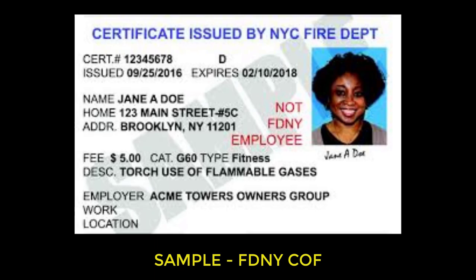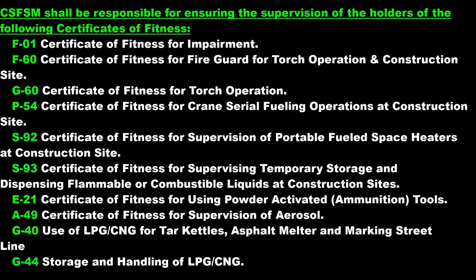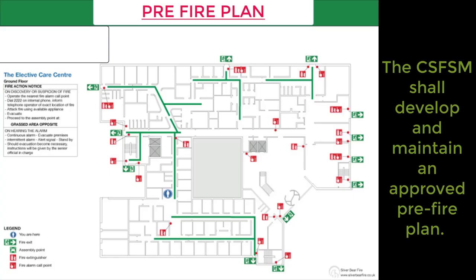Construction site fire safety managers shall be responsible for ensuring the supervision of the holders of the following FDNY certificates of fitness: F01, F60, G60, P54, S92, S93, E21, A49, G40, and G44. The construction site fire safety manager shall develop and maintain an approved pre-fire plan. You must establish and implement the following for your site specifically: site-specific evacuation procedures, site-specific emergency contact procedures. This means you will also have to train individuals on the site.